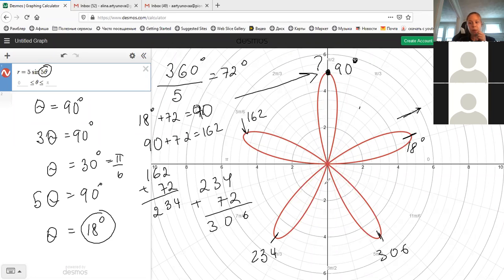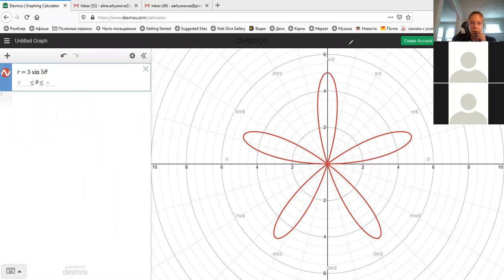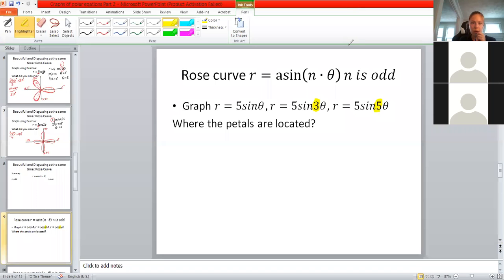And now I'm going back to my PowerPoint just to take some quick and organized notes about where the sine starts and how to find the location of the petals. Going to stop sharing the screen and I will share my PowerPoint with you. And we'll quickly take the notes of how to graph it.